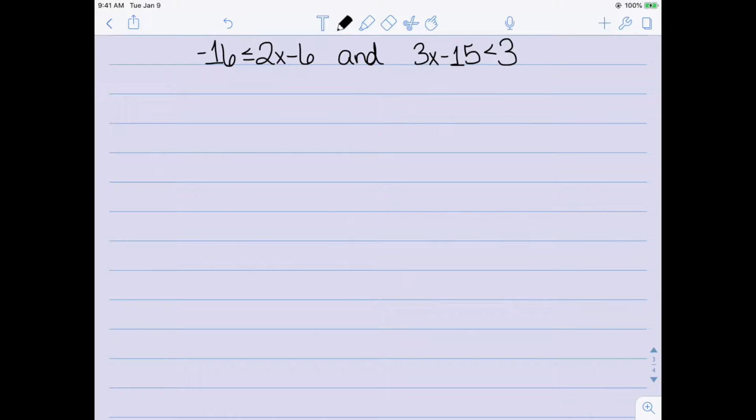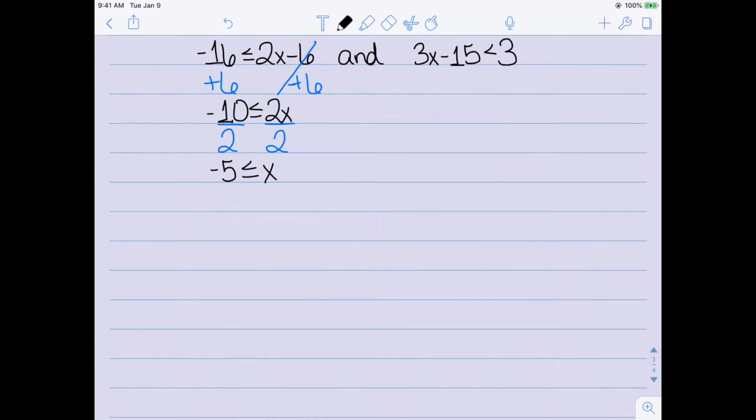Now let's consider an "and" inequality. So I have negative 16 is less than or equal to 2x minus 6, and 3x minus 15 is less than 3. Once again, we need to start by solving each individual inequality. We start by adding 6 to both sides. That gives us that negative 10 is less than or equal to 2x. We then divide both sides by 2, and I get that negative 5 is less than or equal to x.